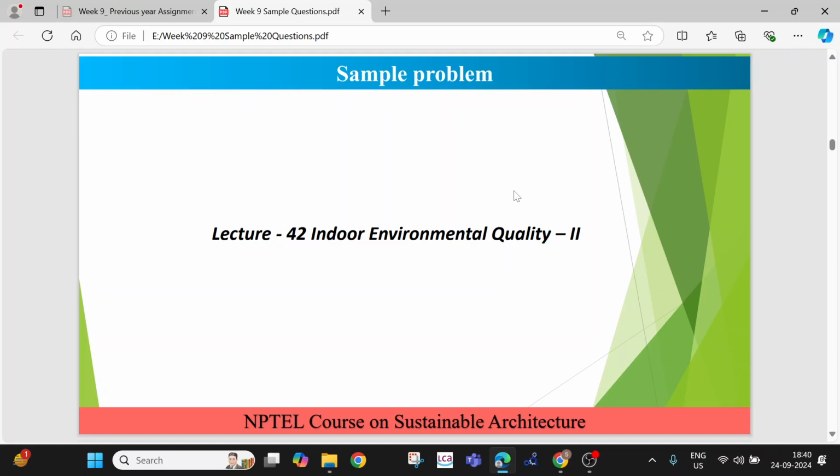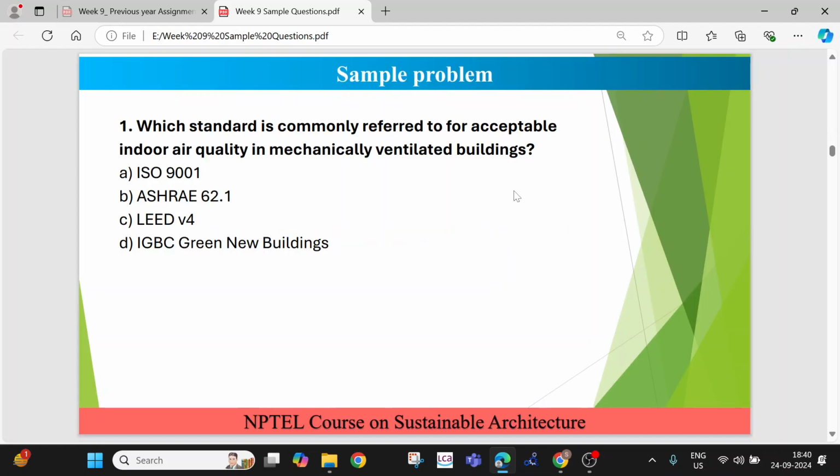read the lectures correctly. Which standard is commonly referred to for acceptable indoor air quality in mechanically ventilated buildings? To which standard do you refer for mechanically ventilated buildings? Out of the four options: ISO 9001, ASHRAE 62.1, D4, IGBC Green New Buildings.